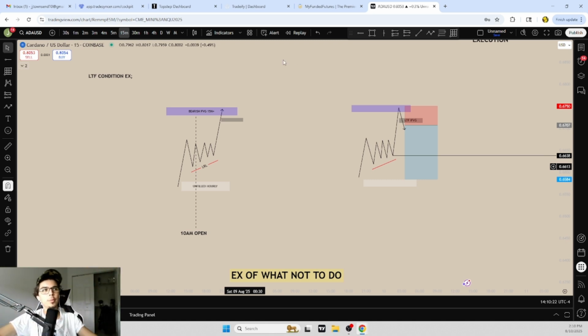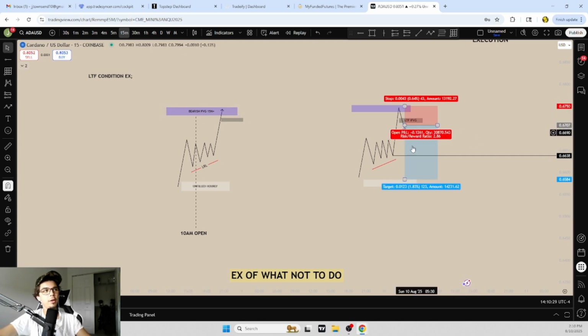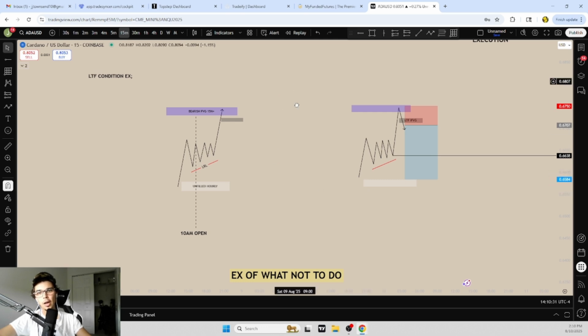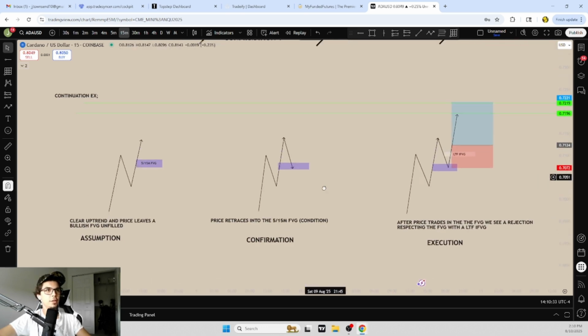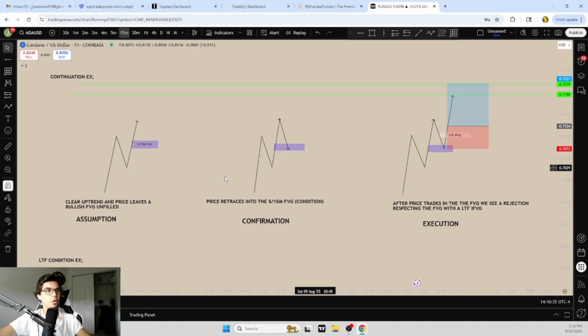We want to see price open up. Now this LRL and this unfilled hourly is right below us. So then we can take, let's say, a 2 or 3 minute out of it and then target that LRL and unfilled gap. And then lastly, here is our continuation example, right?